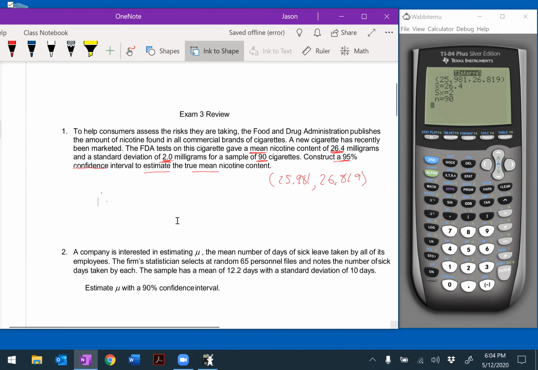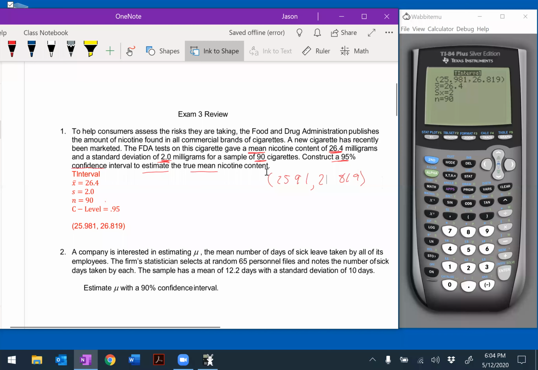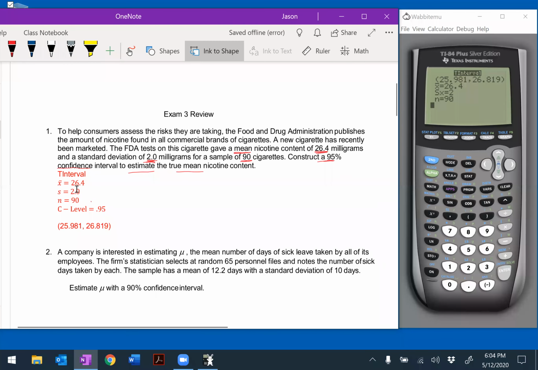Okay, so here's kind of what I should have gotten when I do the problem. T interval is what we're looking for. X bar is 26.4, S is 2.0, N is 90, and the confidence level is 0.95, for a total of 25.981.